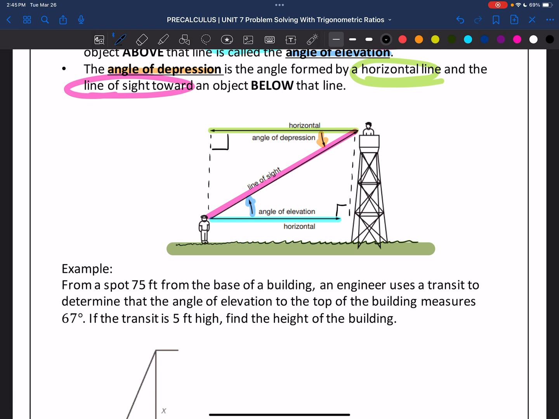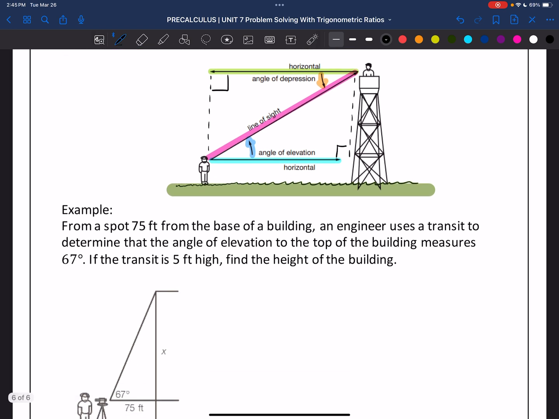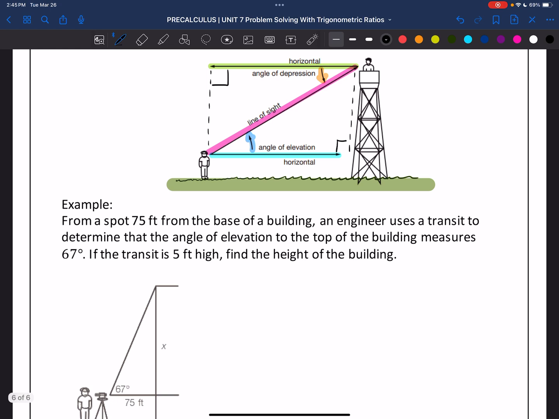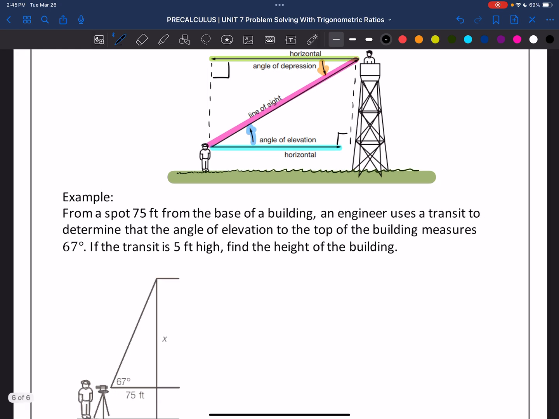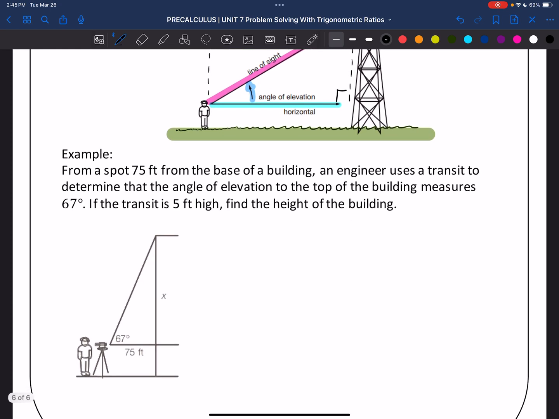From a spot 70 feet from the base of a building, an engineer uses a transit to determine that the angle of elevation to the top of the building measures 67 degrees. If the transit is 5 feet tall, find the height of the building. Okay, so let's go ahead and break this down into pieces.